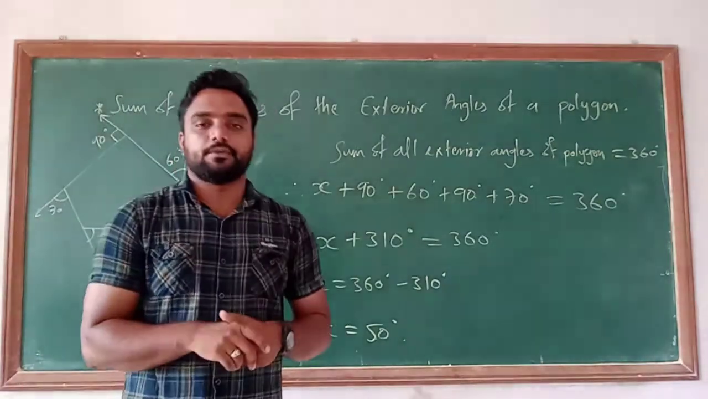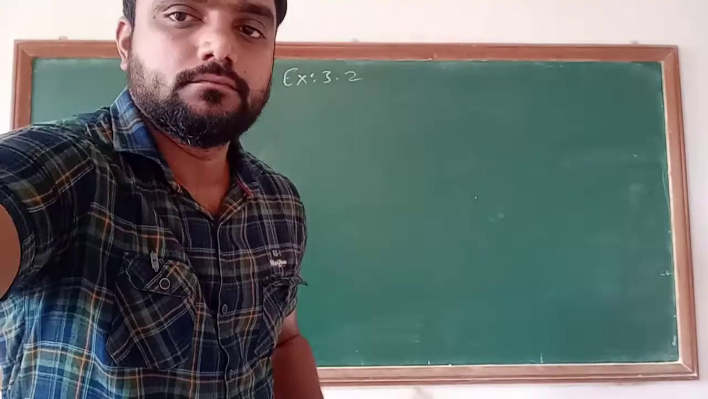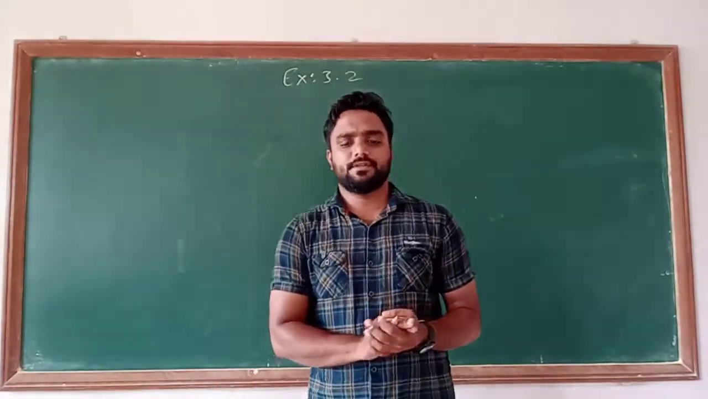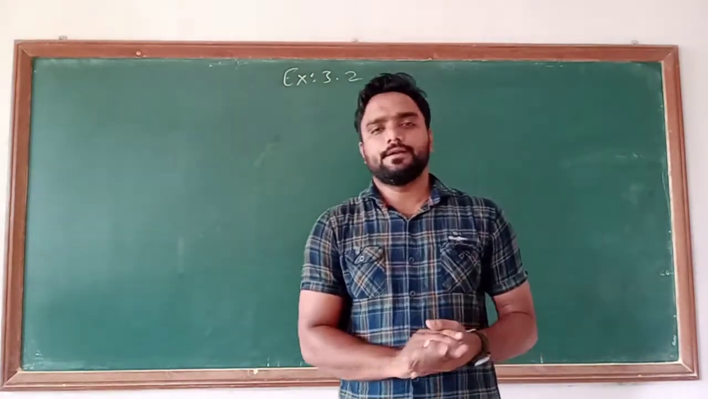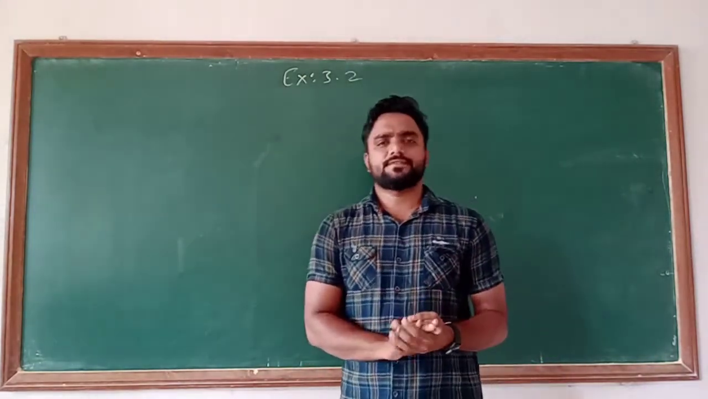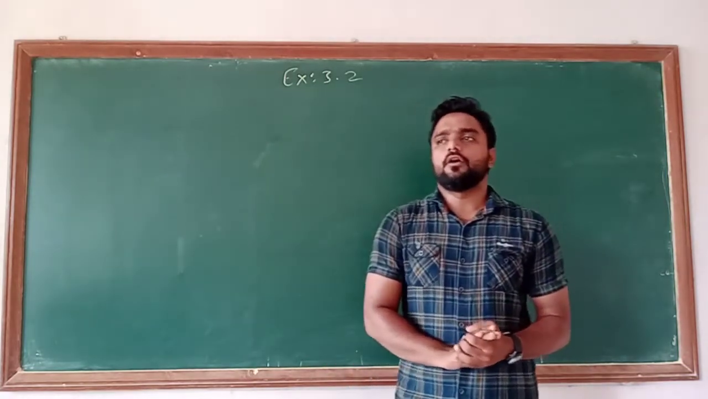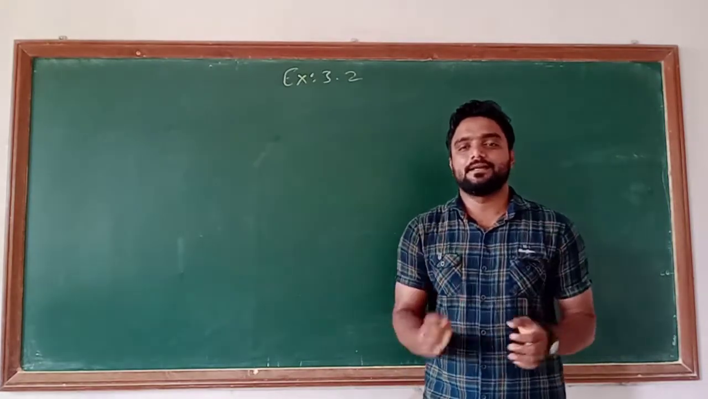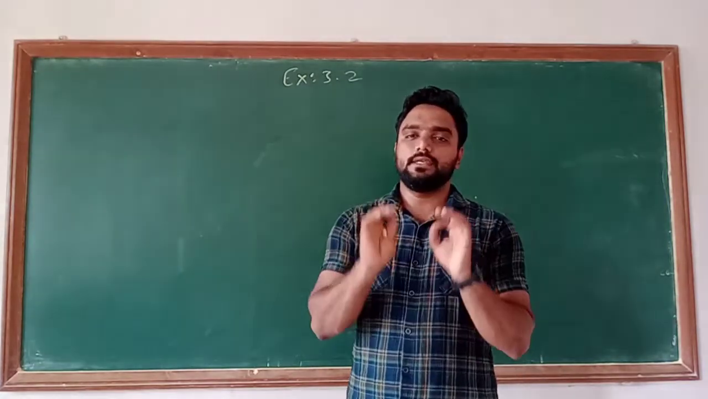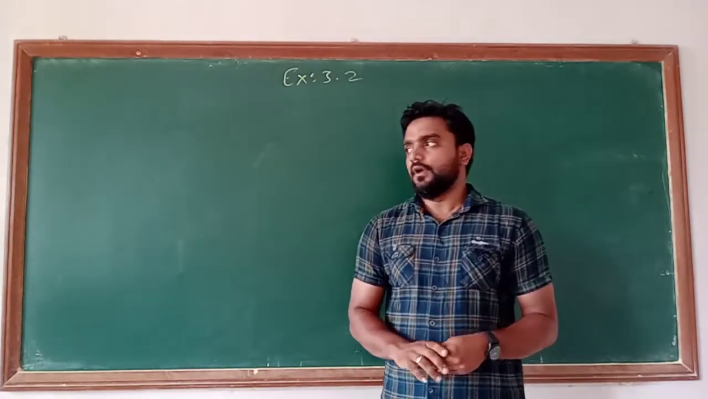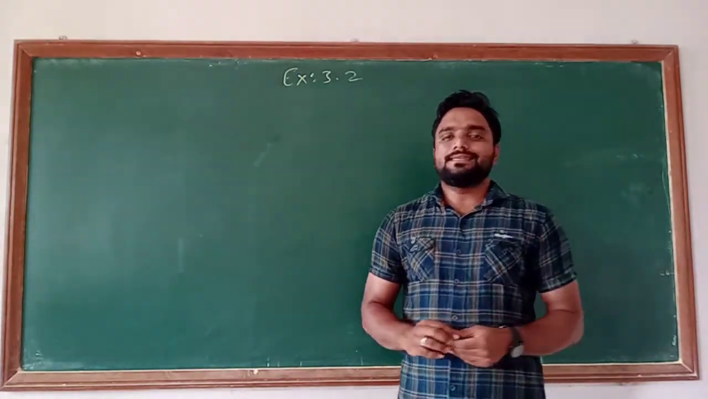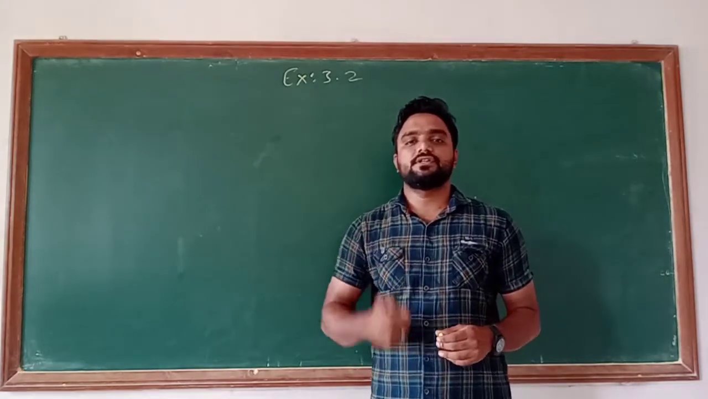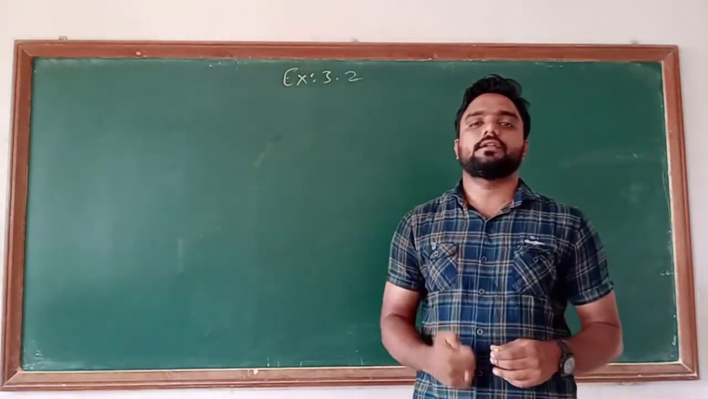Now proceeding further to the second question. Before proceeding to the second question, first of all understand the concept behind it. If the number of sides of a regular polygon is given to you, what does regular polygon mean? The measure of all sides, the length, will be equal. Understand or not? So if a regular polygon is given to you, how will you find the value of each exterior angle?